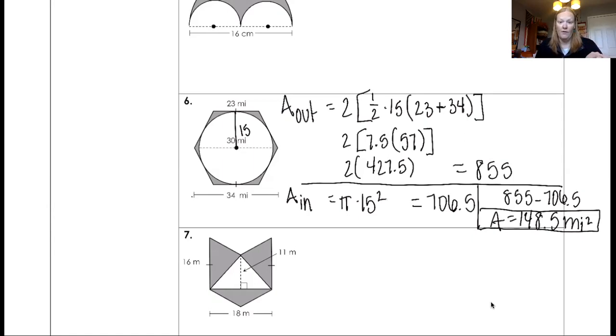All right, so step 1, found the area of the outside, 2 trapezoids. Step 2, found the area of the circle. Step 3, I subtracted them. Okay, so the trickiest part's going to be to figure out what shapes you're working with and to organize the work.